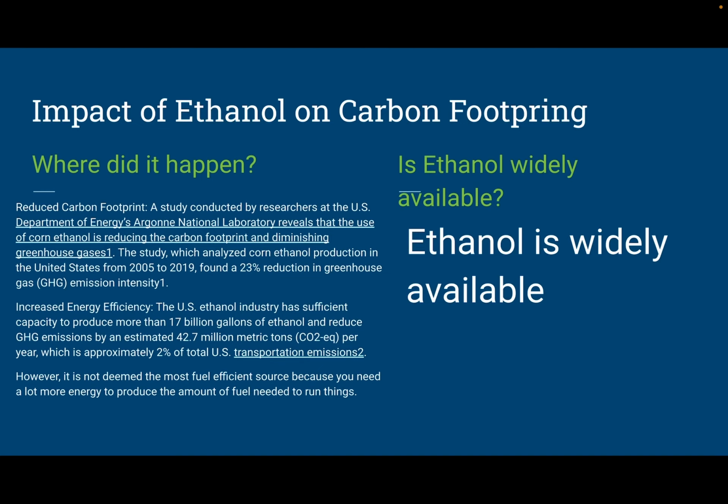The U.S. ethanol industry has sufficient capacity to produce more than 17 billion gallons of ethanol and reduce GHG emissions by an estimated 42.7 million metric tons per year, which is approximately 2% of the total U.S. transportation emissions. However, it is not deemed the most fuel efficient source because you need a lot more energy to produce the amount of fuel needed to run things.